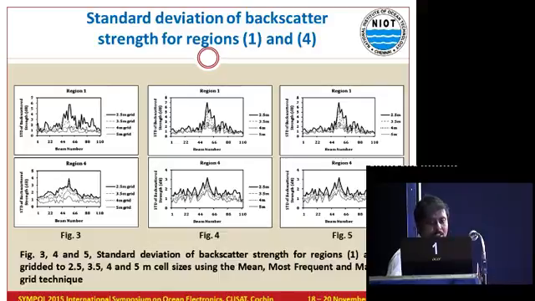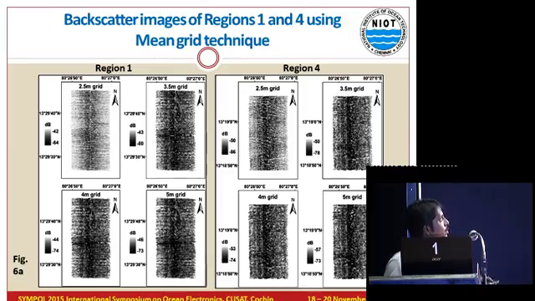So I have generated backscatter images for the mean method, most frequent and maximum method. I have also increased the grid cell size to 7 meters in order to check whether 7 meters is the optimum or not. This is the backscatter images of region 1 and 4 using the mean grid technique.